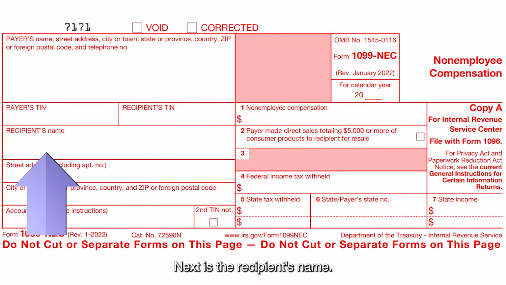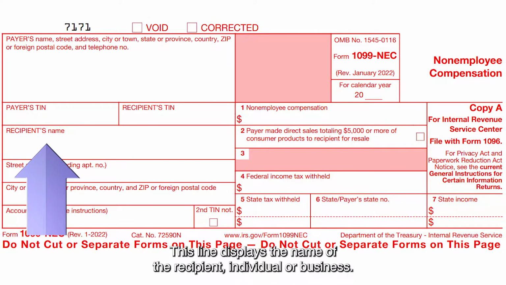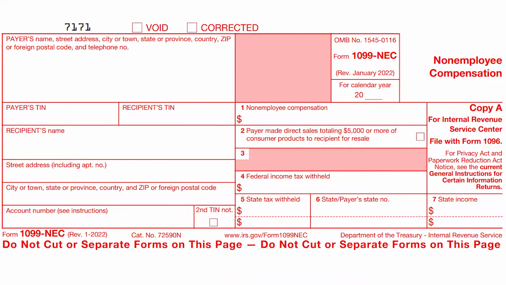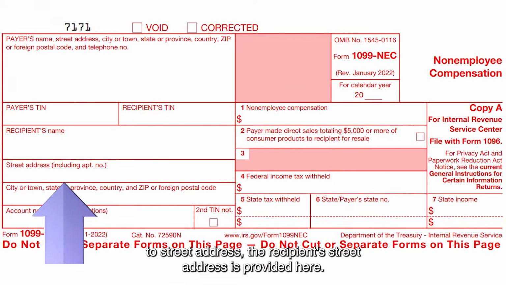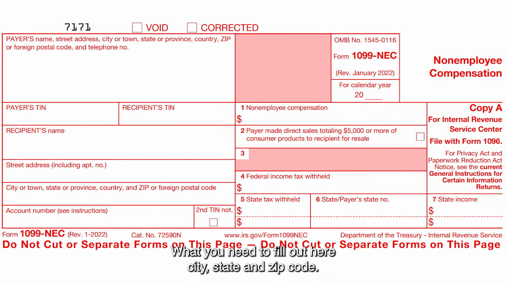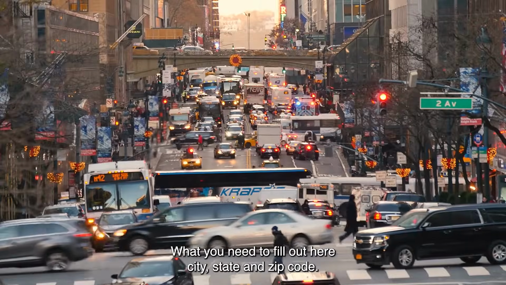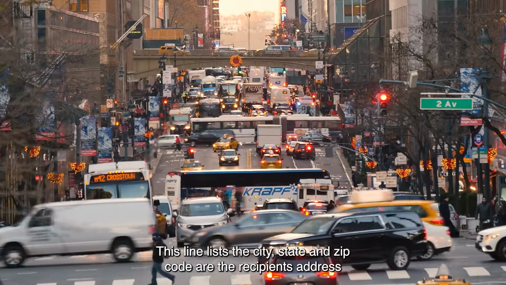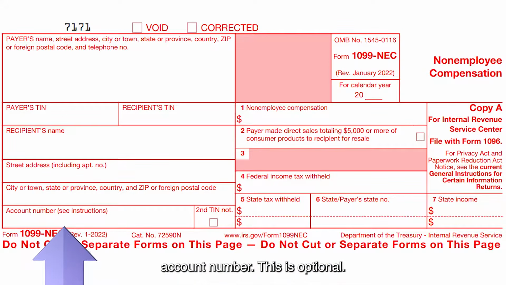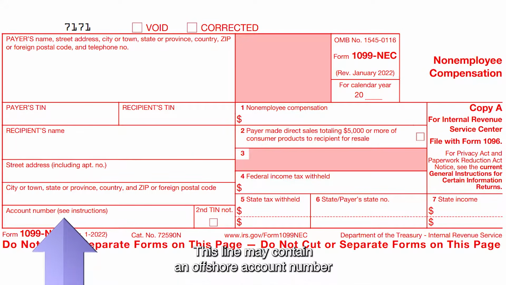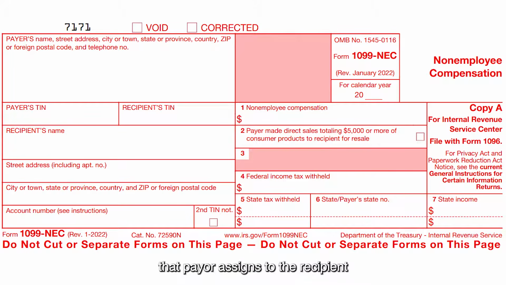Next is the recipient's name. This line displays the name of the recipient, individual or business, whoever received the income. Going down the line, the street address. The recipient's street address is provided here, which you need to fill out. City, state, and zip code. This line lists the city, state, and zip code of the recipient's address. Account number. This is optional. This line may contain an optional account number that the payer assigns to the recipient for their own record-keeping purposes.